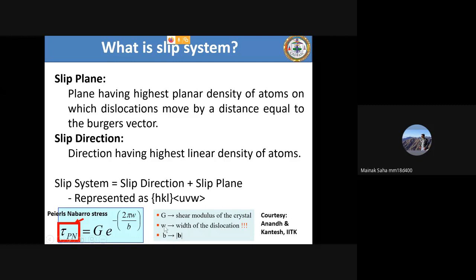B is nothing but the distance between the slip planes, and W is basically the width of the dislocation, which is equal to A upon 1 minus mu. Mu is nothing but the Poisson's ratio, and A is nothing but the spacing between the atoms in the slip plane. Earlier I said in the slip direction, it's wrong. It is the spacing between the atoms, or the atomic spacing in the slip plane, is A, and B is the interplanar spacing. Here it is the interplanar spacing, but not in all cases. B can also mean the Burgers vector. Here B is not the Burgers vector. It's different.